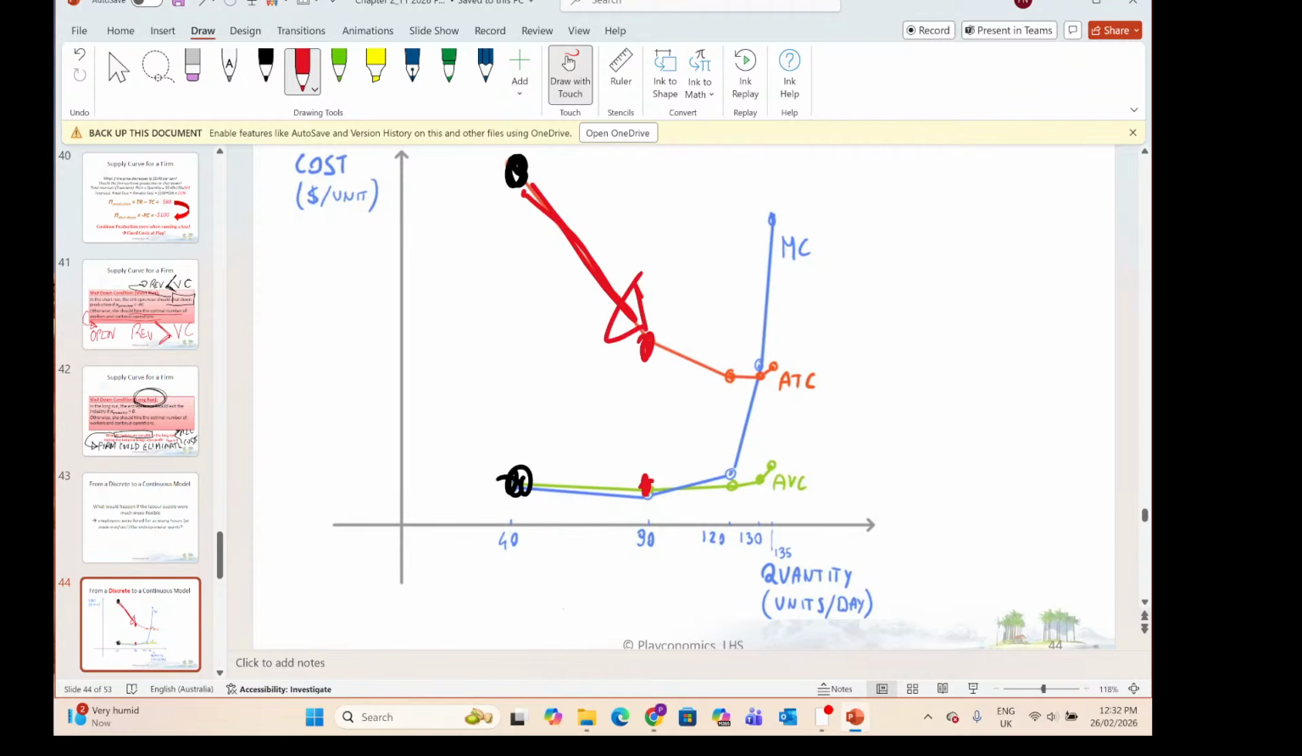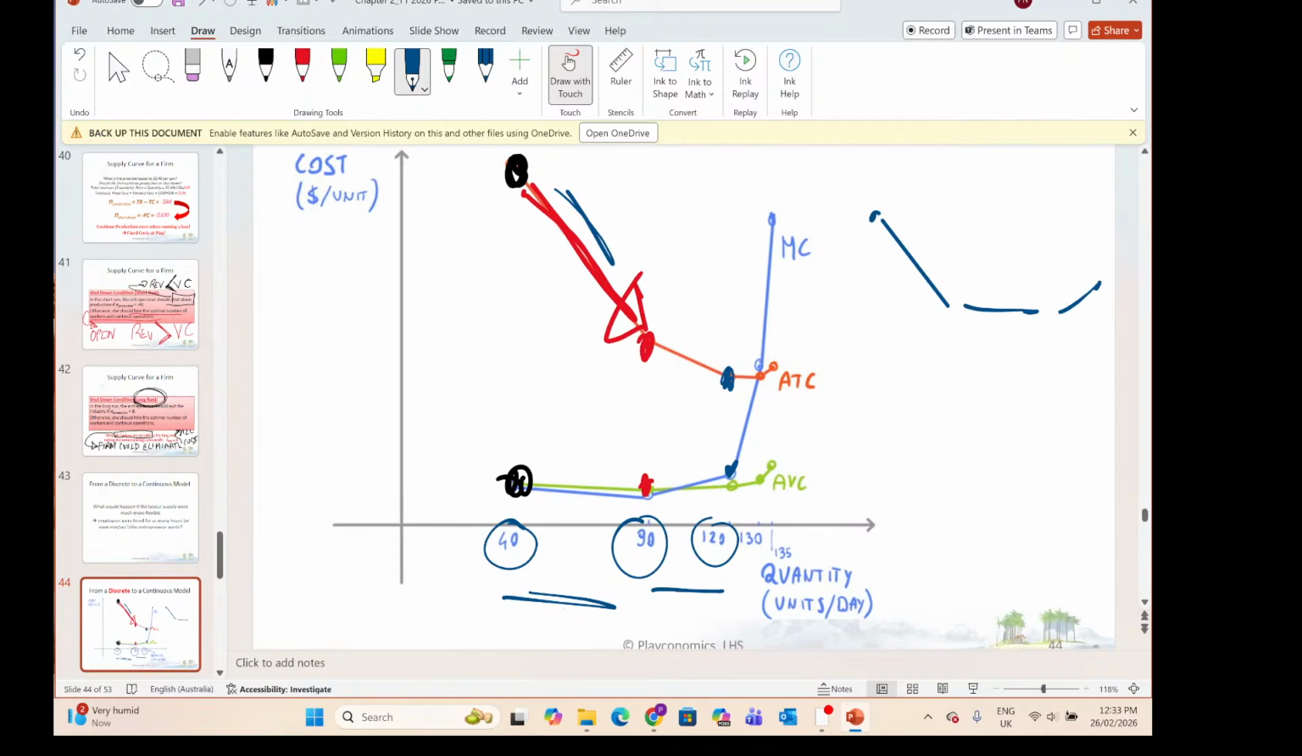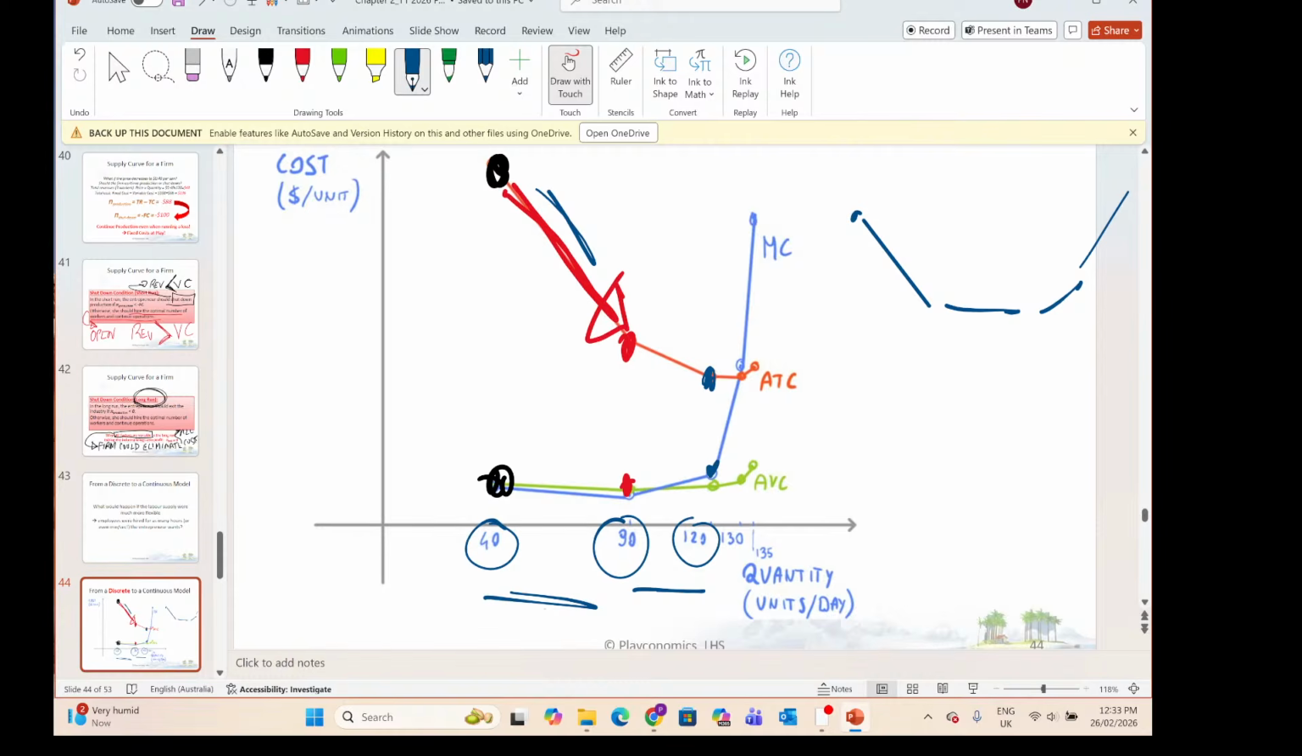So this is what we call a discrete curve. It's a discrete curve because it's happening at discrete points of output. So we know what's going on at 40, we know what's going on at 90, we know what's going on at 120. What we don't know is what's going on between 40 and 90, or between 90 and 120. So our curve is not really a curve at all. It's a series of straight lines. One straight line, then another straight line, and another. So this is called a discrete curve.